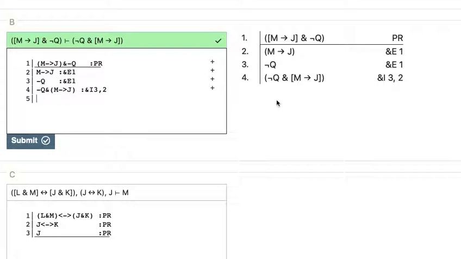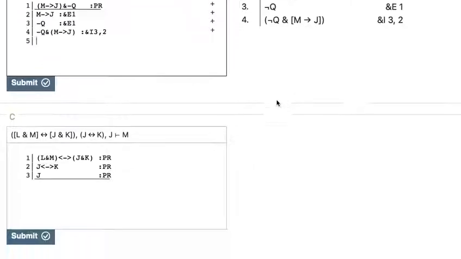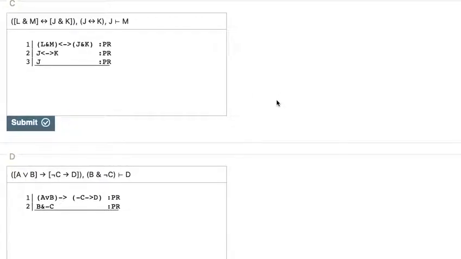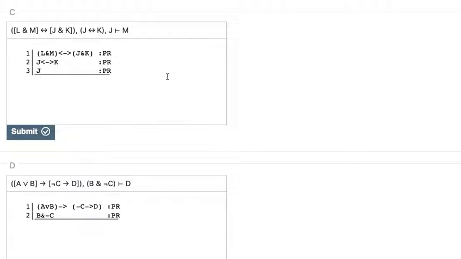Okay, so let's look at another proof. Problem C gives us three premises. There's a biconditional, L and M, biconditional J and K. And this first premise, we can't really do anything with, because if you think about the biconditional elimination rule, it says if you have one side of the biconditional, you can derive the other. Or if we had J and K, we could get L and M. But we don't have either of those things to work with.